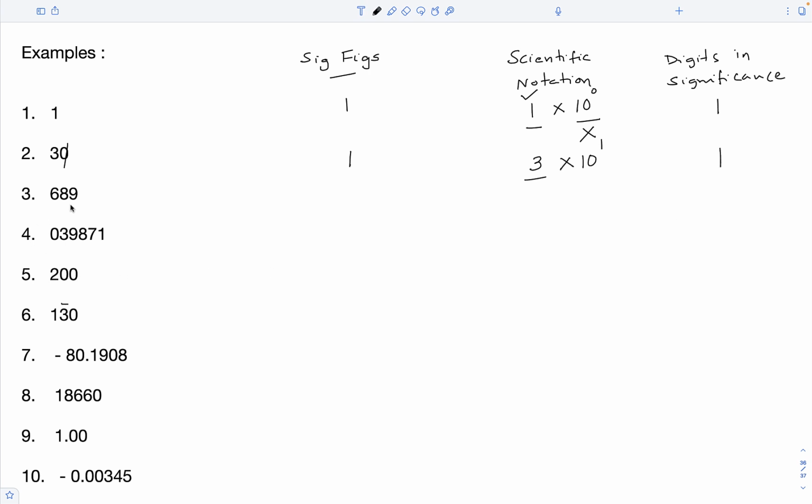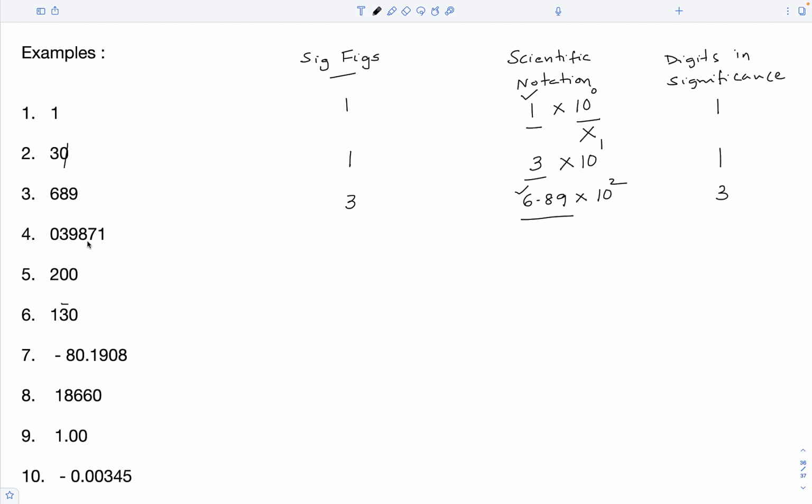And in the next example, there are 3 significant figures. And how do we convey the same using scientific notation? I think we can write it as 6.89 multiplied by 10 to the power of 2. And to figure out the number of significant figures, all we need is this. And by looking at this significand, we can easily understand that there are 3 significant figures. And how many digits are there in the significand? 3.